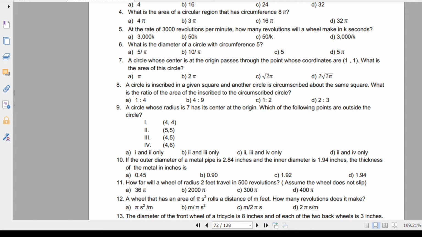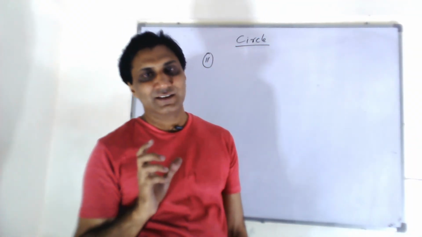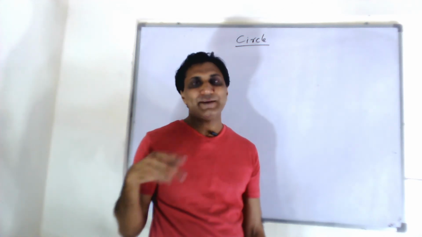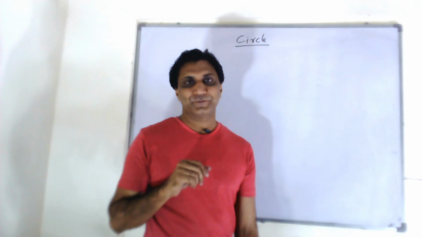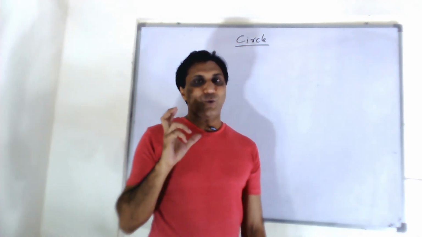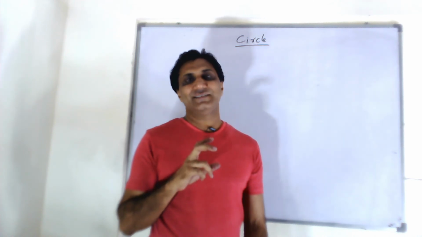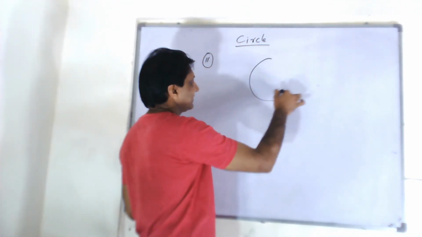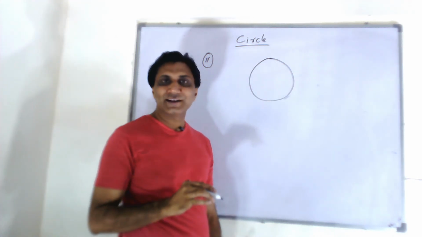Question 11. How far will a wheel of radius 2 feet travel in 500 revolutions? Assume the wheel does not slip. The radius is 2 feet and it makes 500 revolutions. What's the total distance covered? When it comes to a wheel, the circumference means the distance traveled in one complete cycle, one complete revolution.